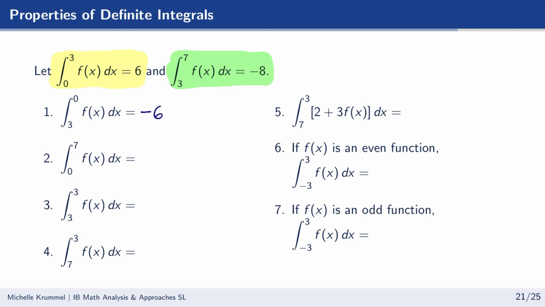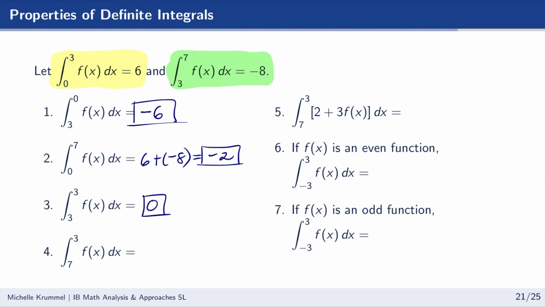The integral from 0 to 7. Well, to get from 0 to 7, we can start at 0 and go to 3. And then, right where we leave off at 3, the next interval starts at 3 and goes to 7. So if we just add these two integrals together, we get the integral that starts at 0 and ends at 7. So it would just be the 6 plus the -8, or -2. The integral from 3 to 3. Well, f of x from 3 to 3 wouldn't have any area shaded, right? So it's just going to be 0.